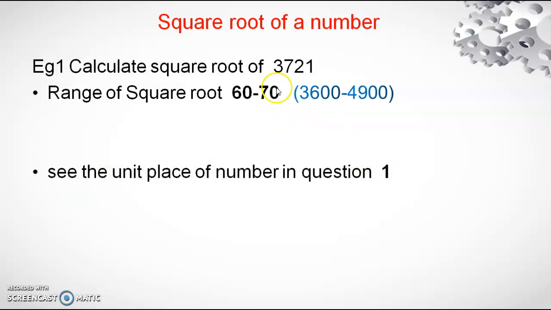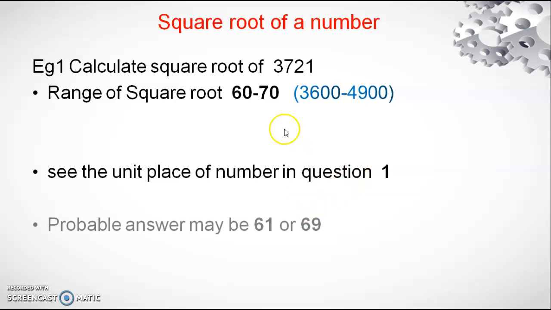Now if we see the unit place of this number, question number, it is 1. Therefore, it is very simple to find probable answers of square root of this number 3721. It will be either 61 or it will be 69, because 1 is there in unit place of only 1 and 9 square. Therefore, only 61 and 69 will have 1 in their unit place value. Now, these are two probable answers. But from 61 and 69, which is our confirm answer? So, for that, you have to use your common sense.